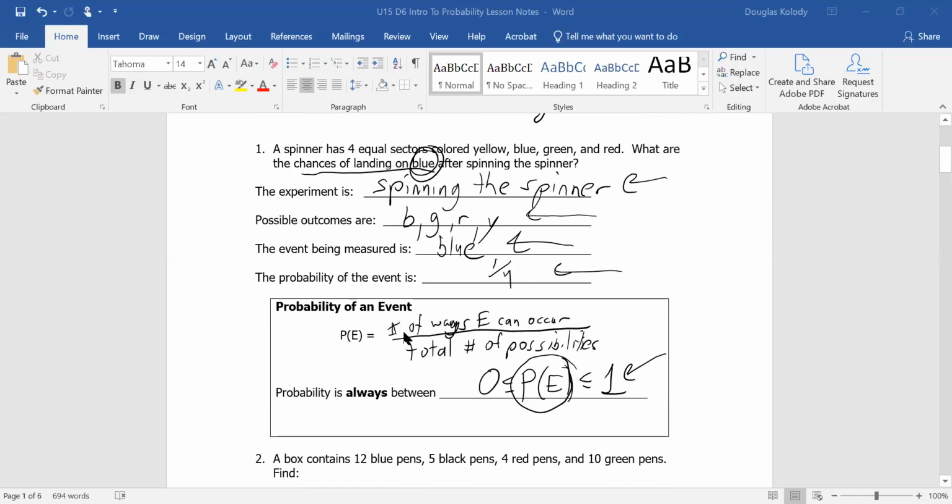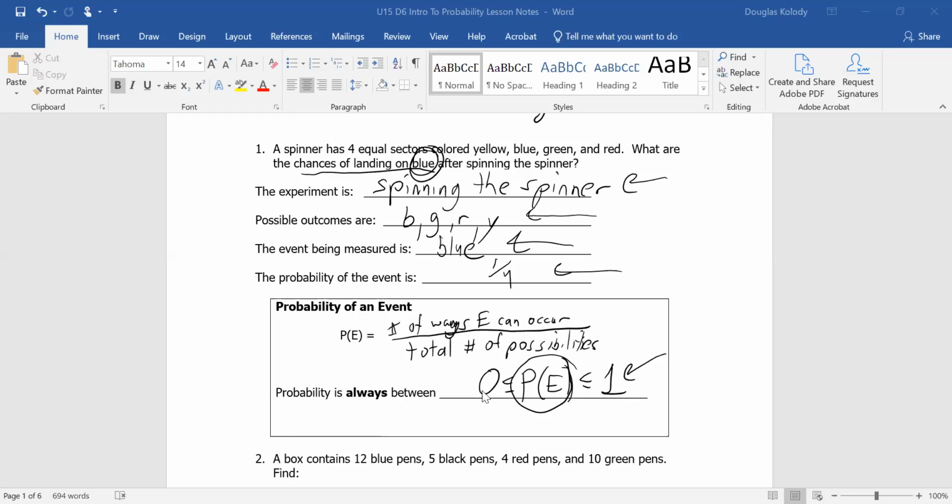In general, how do you find the probability of any event? It's just the number of ways that an event E can occur. Let's just call the event E, and then you divide that by the total number of possibilities. So the event was blue, that's one way. The total number of possible colors was 4, so that's just 1 out of 4. A probability will always be a decimal or fraction between 0 and 1. Okay, 0 meaning that it is impossible to occur, 1 meaning that it is absolutely certain to occur.